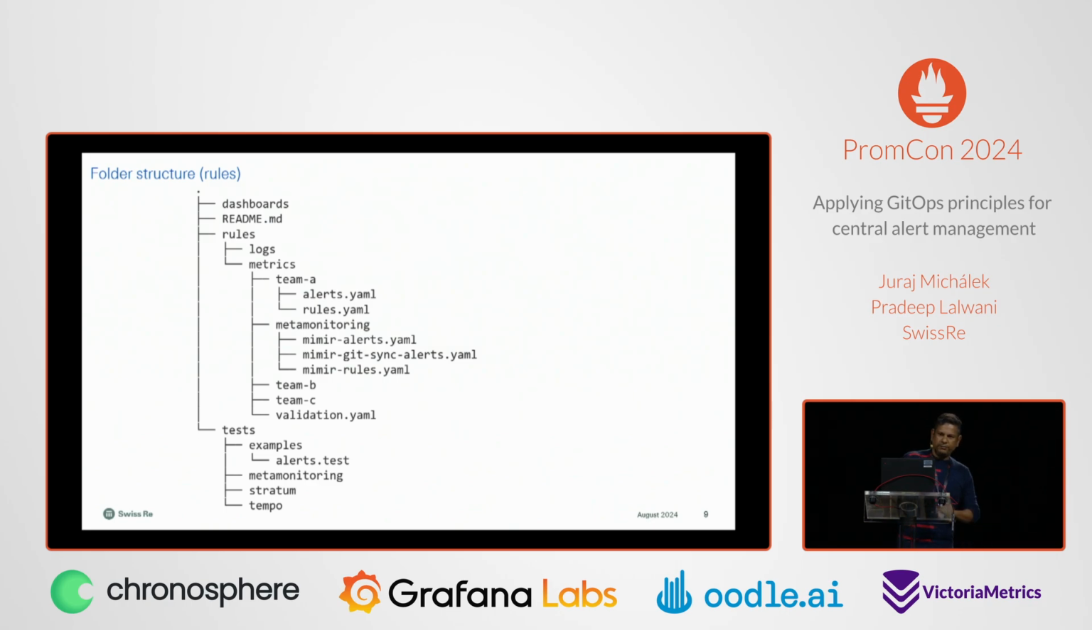There are two very important things here. Why we did this is because we wanted to keep separate spaces for different teams. As you can see, there is a folder structure for the rules. We apply the same principles for the rules based on metrics, as well as where we are using Loki. The rules for Loki also go in the logs directory. Within metrics, you have team A, B, C, whoever is there. They can set up their alerts in a YAML specification. They can also set their recording rules as well. And that goes per team.